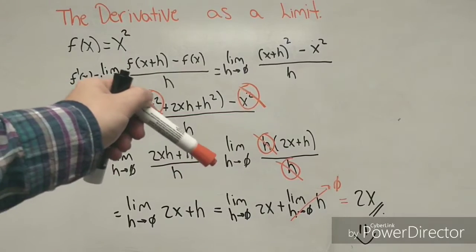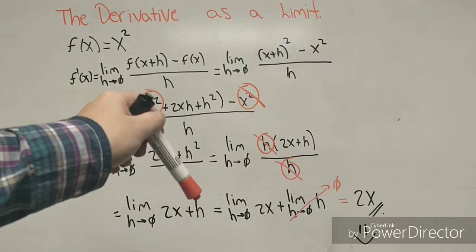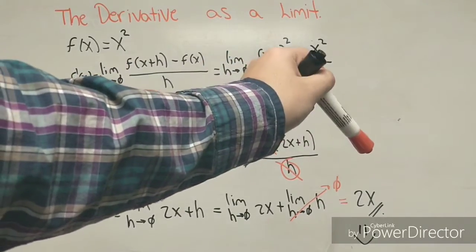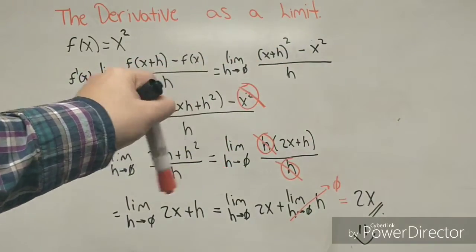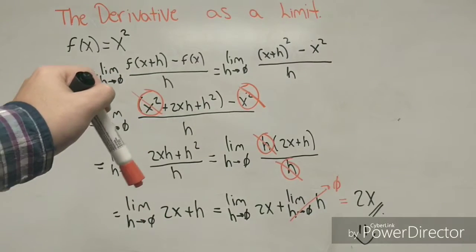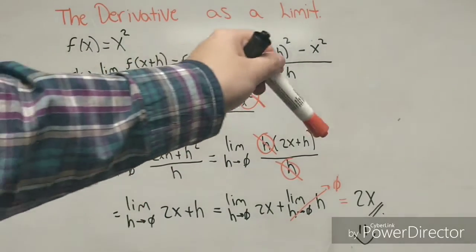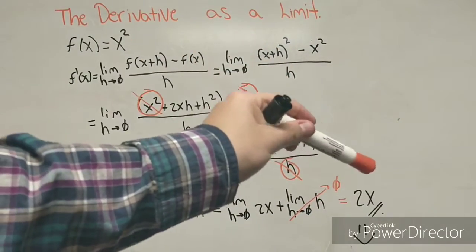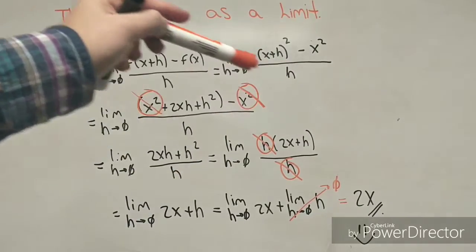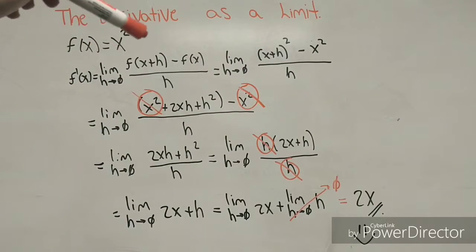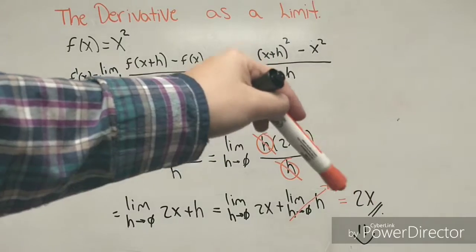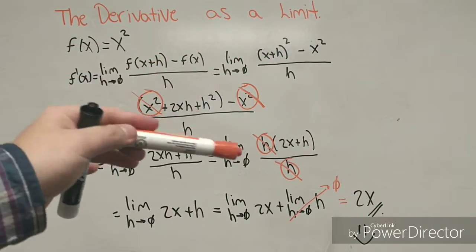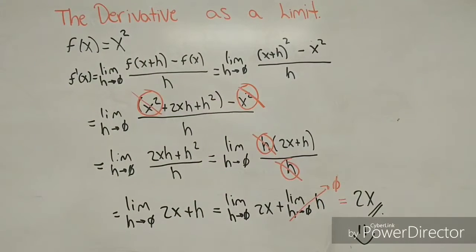So what we have here is the limit of h approaching 0 of 2x, which is going to be 2x, because x is not depending on the h from the limit. So we can get rid of the limit now, because x is not depending on this h anymore. So we're good. So now we just demonstrated that the derivative of x squared is 2x, according to the definition of the derivative. So we're good to go.